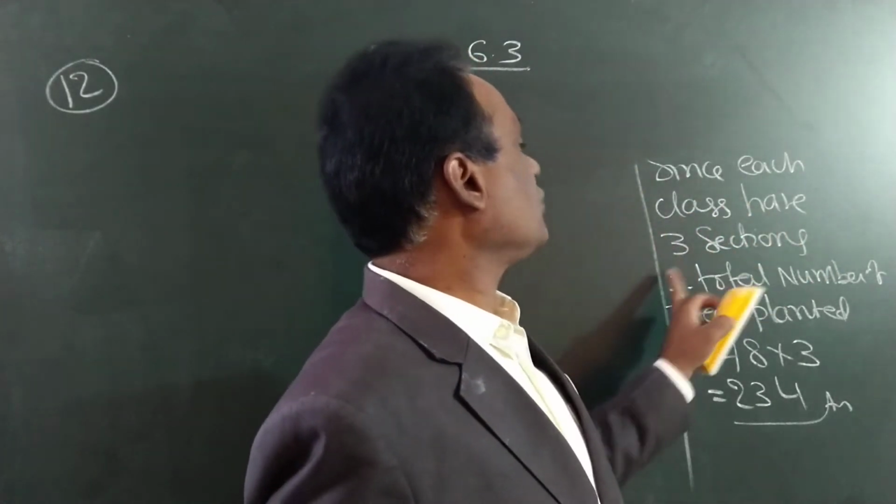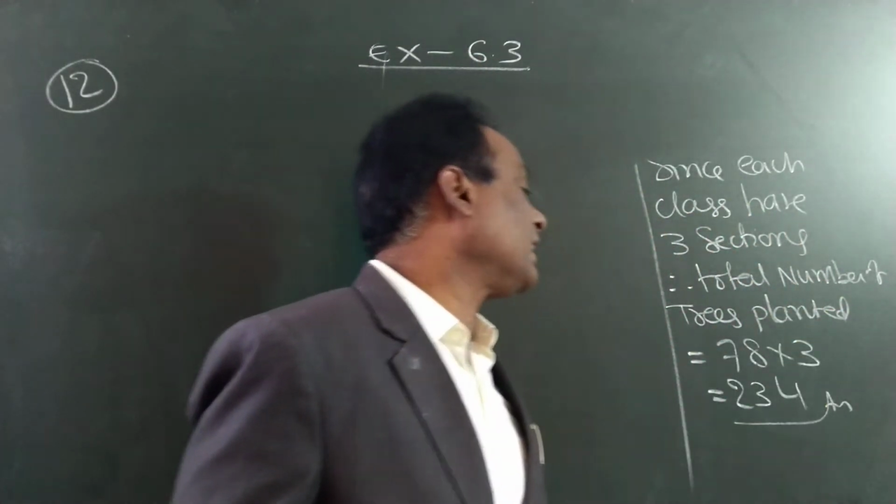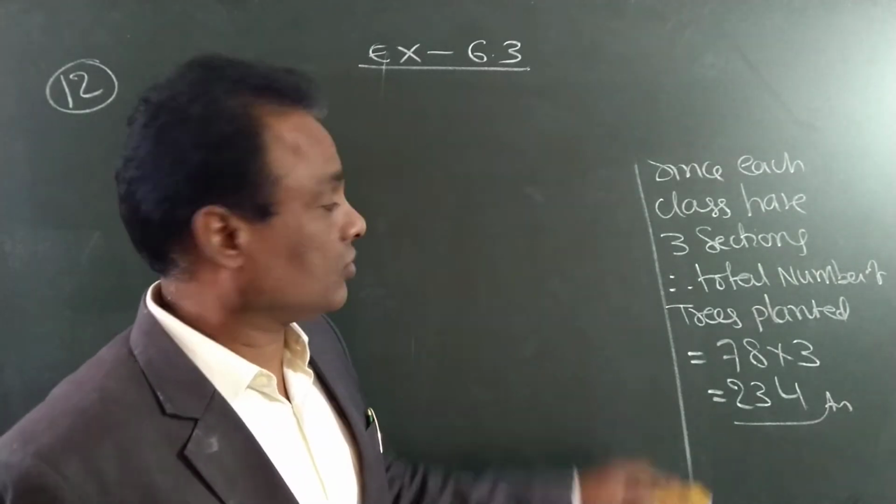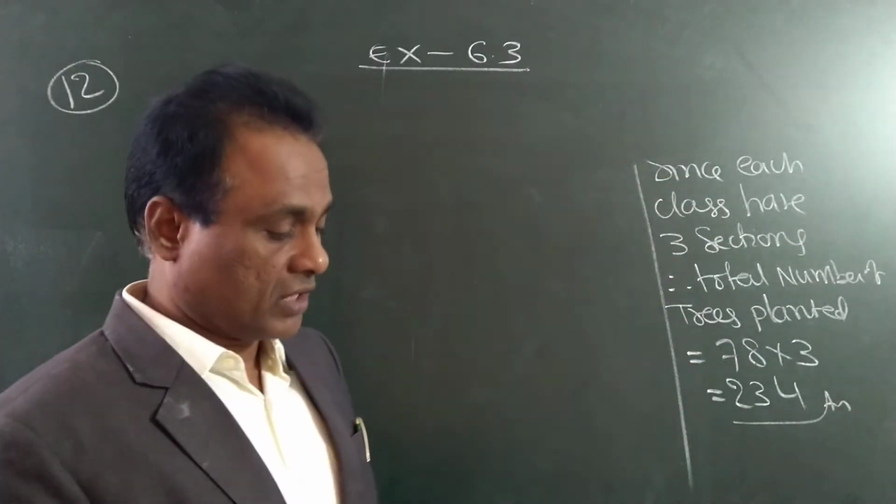Since each class has 3 sections, total number of trees planted is equal to 78 into 3, 234. What is the answer?